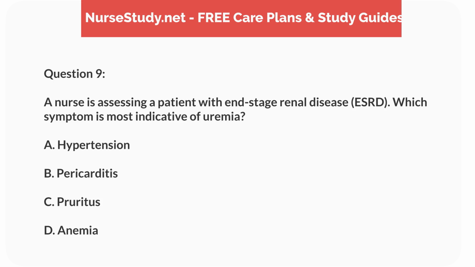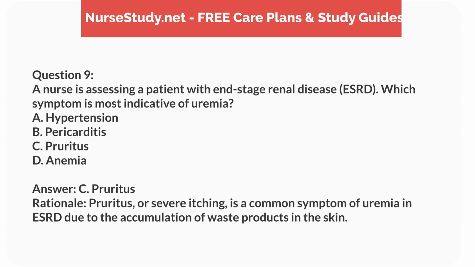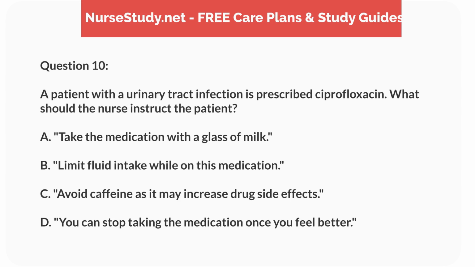Question 9. A nurse is assessing a patient with end-stage renal disease, ESRD. Which symptom is most indicative of uremia? A. Hypertension. B. Pericarditis. C. Pruritus. D. Anemia. Answer: C. Pruritus. Rationale: pruritus, or severe itching, is a common symptom of uremia in ESRD due to the accumulation of waste products in the skin.